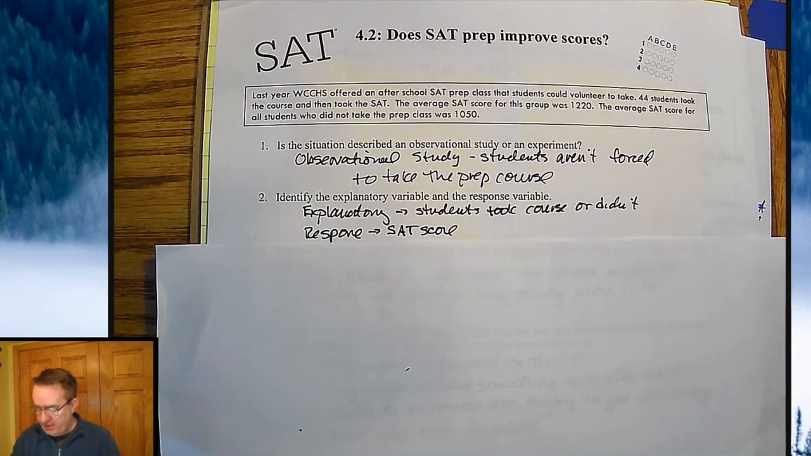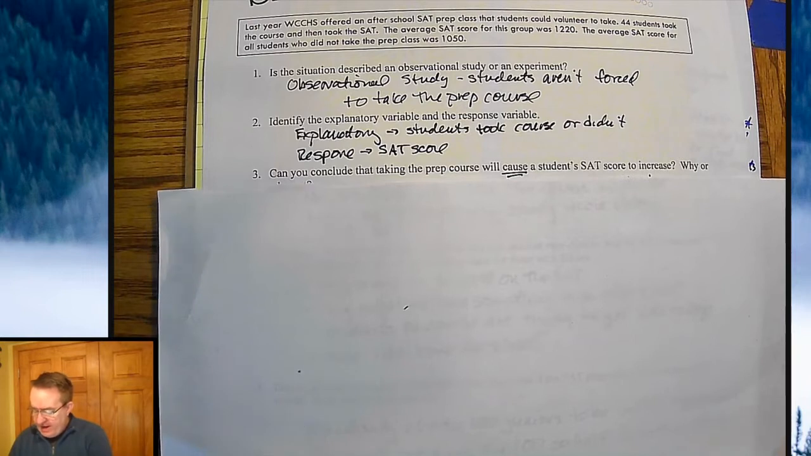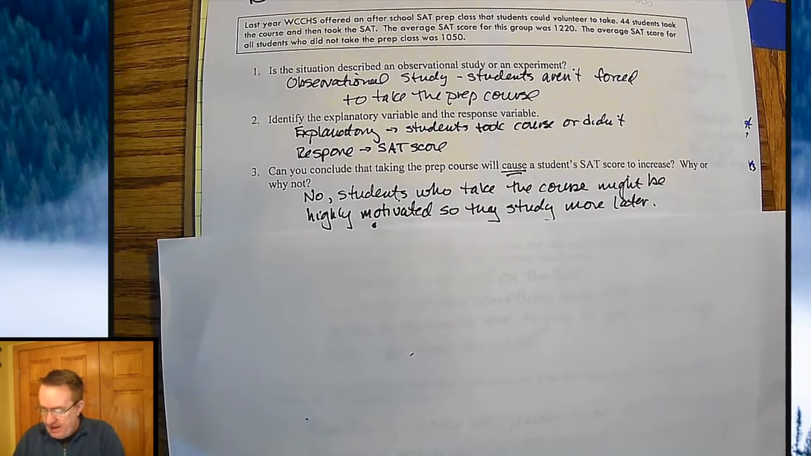For part 2, explanatory and response variable, the explanatory variable is going to be students who took the course or didn't. And the response variable is going to be the SAT scores. Because again, what's causing the other? And like we talked about, that's probably not that far off from things you've done in science or other math classes before. So can you conclude that taking a prep course will cause the student's SAT score to increase? Why or why not? In this case, you can't.